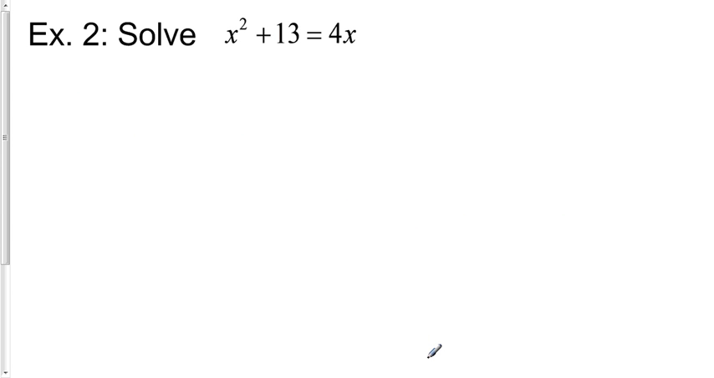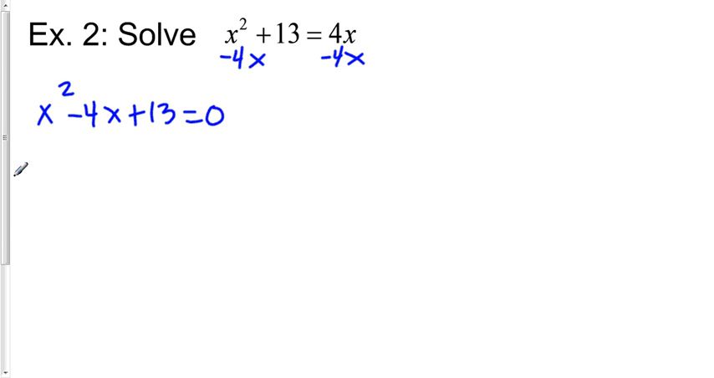Let me give you another example. The quadratic equation is x squared plus 13 equals 4x. Again, it's not in standard form, and so I'm going to subtract 4x on each side to begin with. And be careful now, make sure that you're putting it in the correct order. I want x squared first, minus 4x second, plus 13 last, and then equals 0. So now my a value is 1 because I really have 1x squared. B is negative 4.